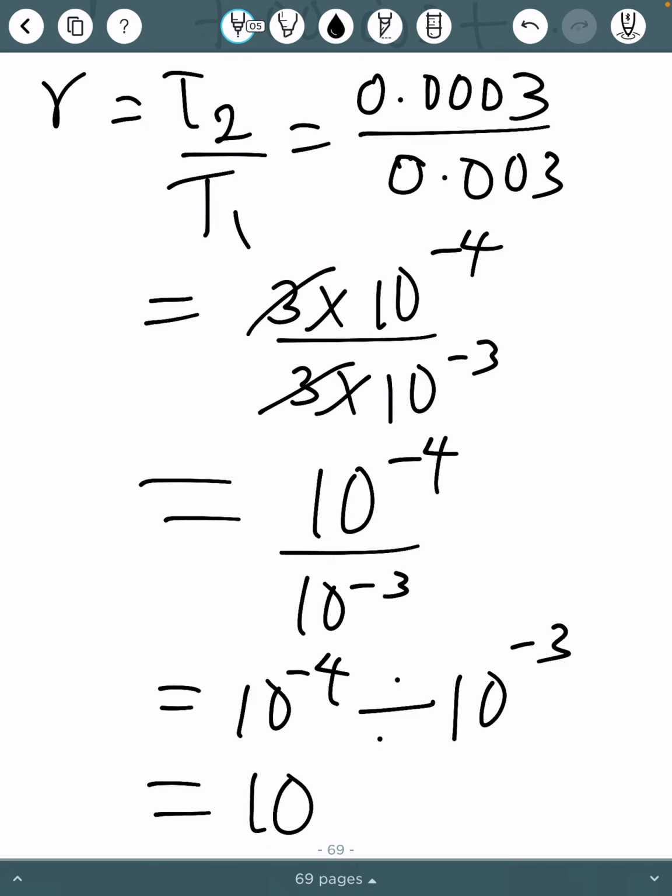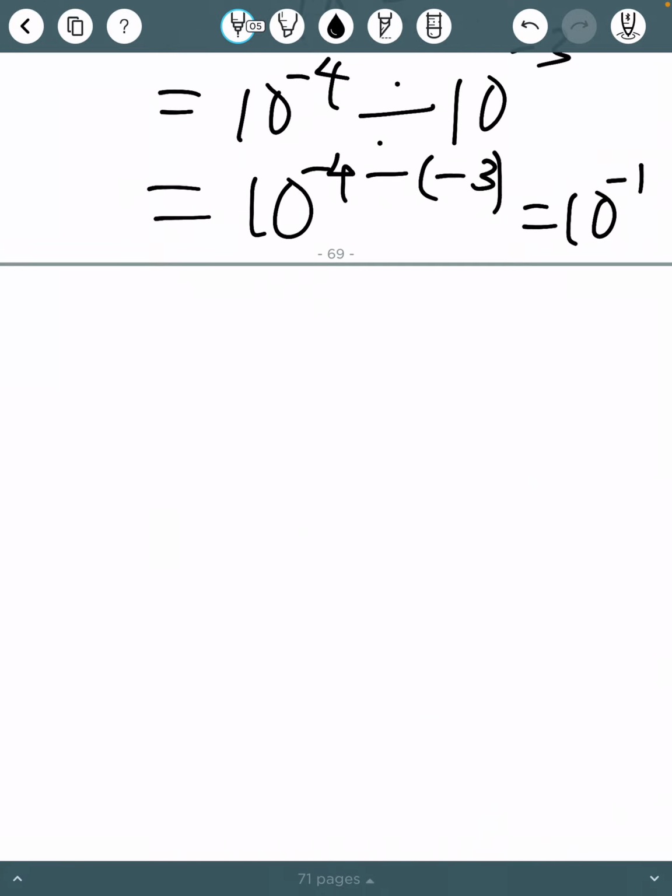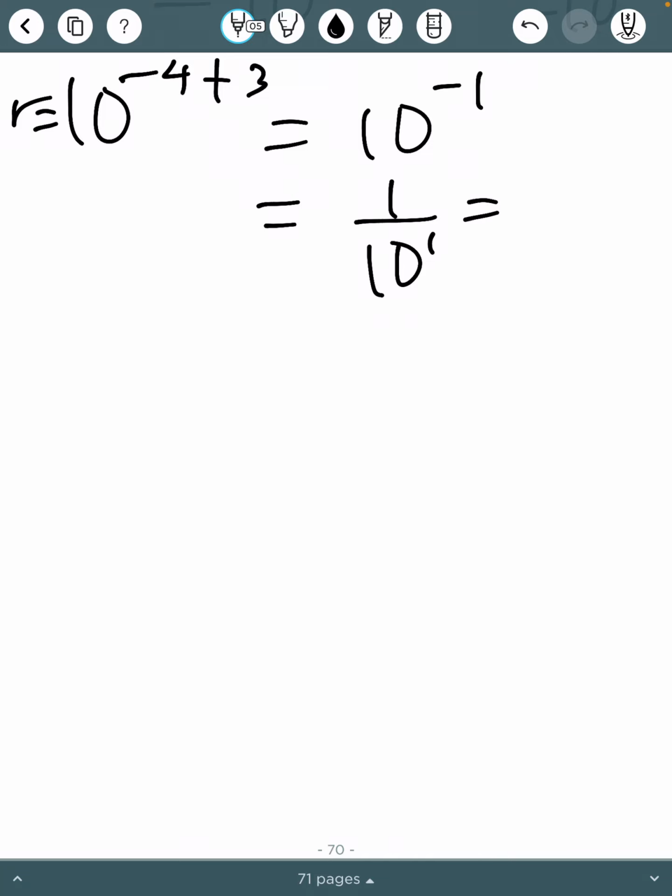Now, bring your knowledge of indices back to this question. Minus 4 minus minus 3 will give you 10 raised to the power minus 4 plus 3, which will be minus 1. So that gives me R is equal to 10 raised to the power minus 1, which is the same thing as 1 over 10 raised to the power 1, or 1 over 10. So my common ratio for the geometric progression is 0.1.